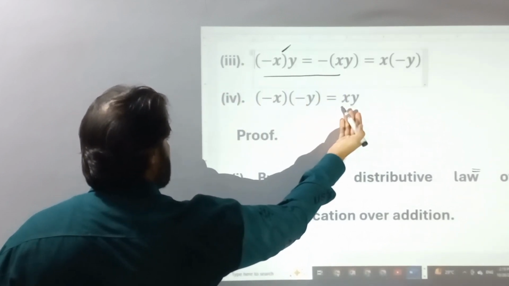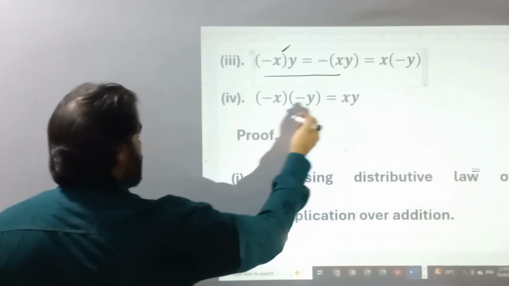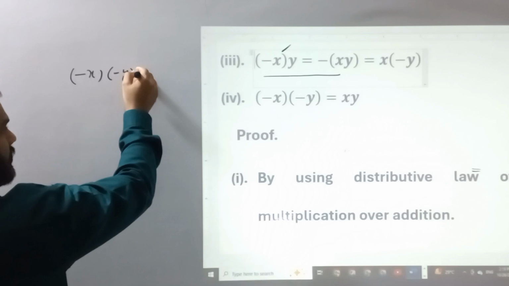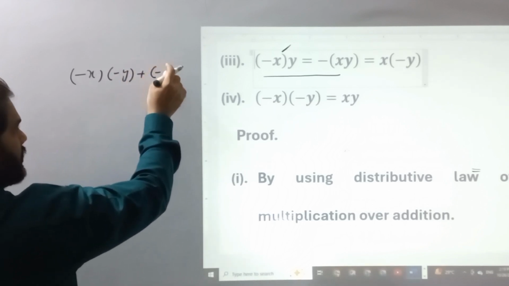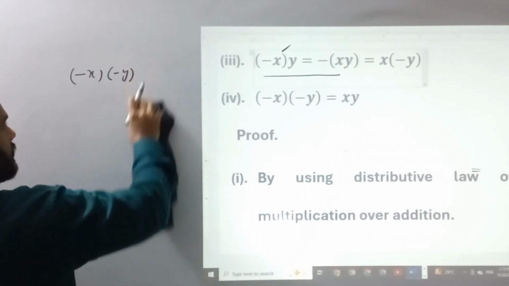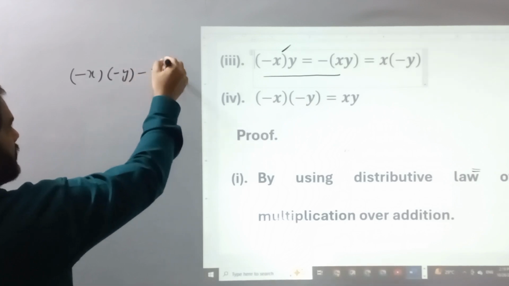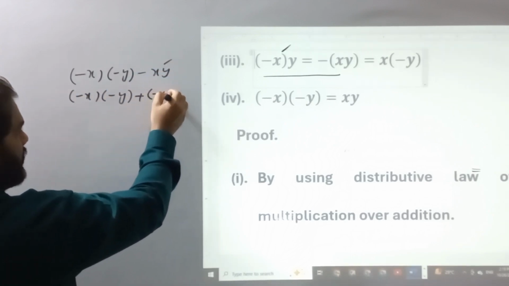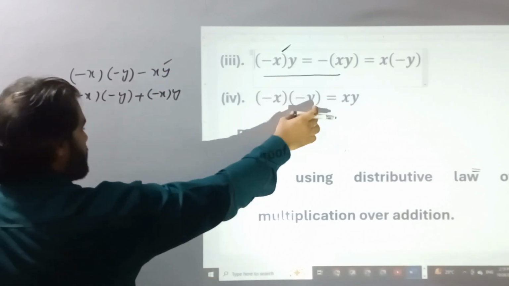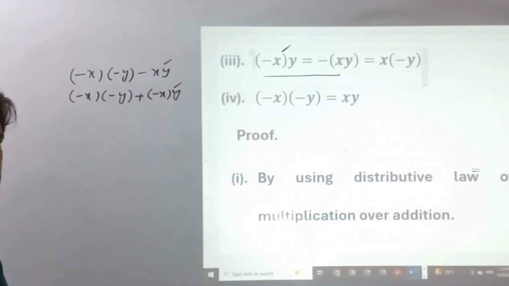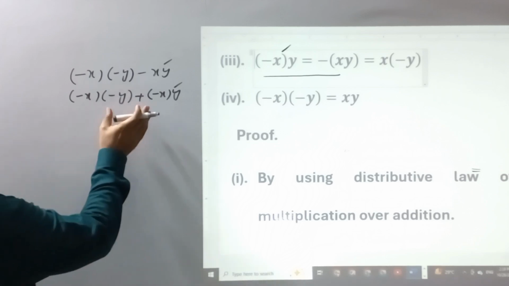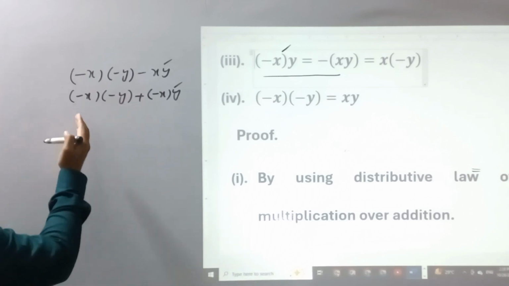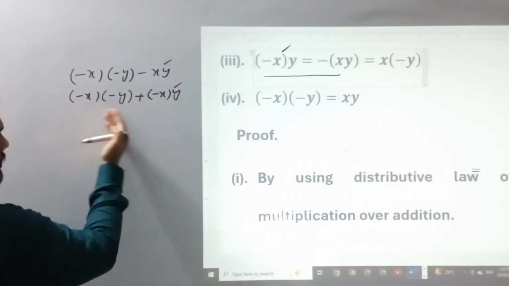If we shift this number xy to the left side, this expression will become minus x into minus y plus minus xy. This further can be written as minus x into minus y plus minus x into y. So to prove this result, we will consider this expression. Now as you can see, minus x can be taken as common from the left side.